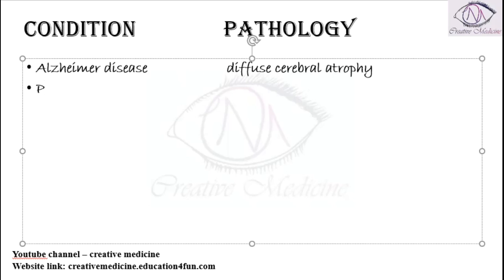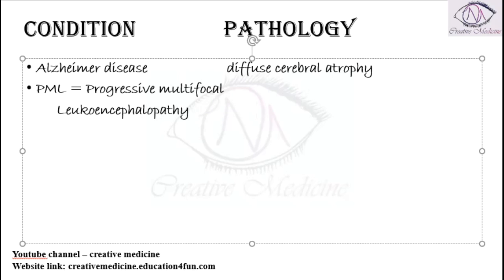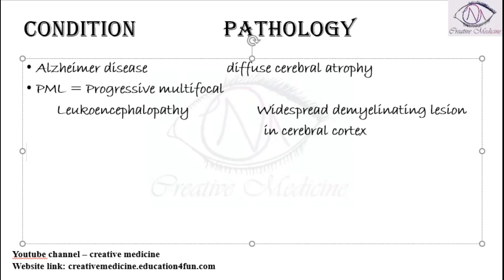Then PML. If the patient has progressive multifocal leukoencephalopathy, then you will see widespread demyelinating lesions in the cerebral cortex. Okay, so this is one of the important pathologies.